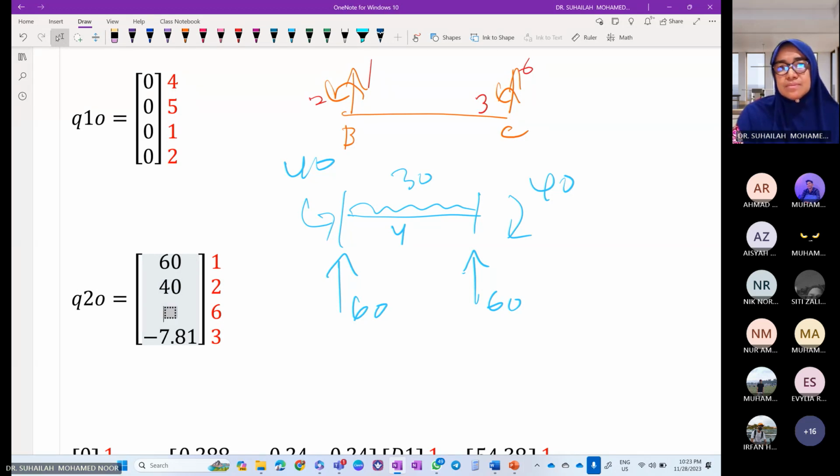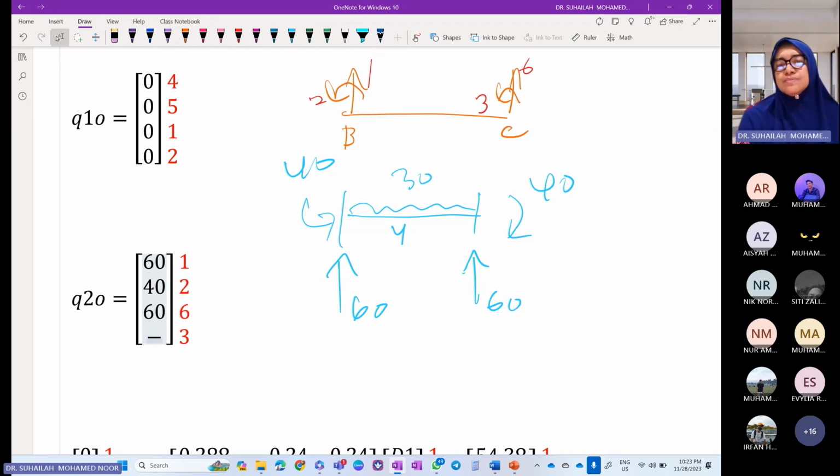Okay, 6. What is the value? 60. Okay, at position 3, what is the value? Negative 40. It is negative because these two diagrams have opposite sign. Same sign, positive; opposite sign, negative. Because the orange diagram is the sign convention we use for the stiffness method, for the formula. So we have to follow that sign convention.